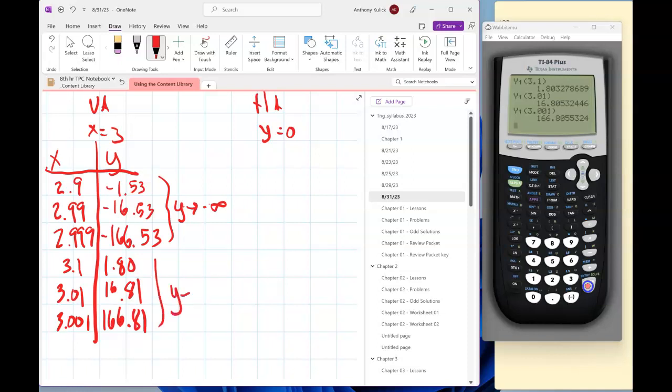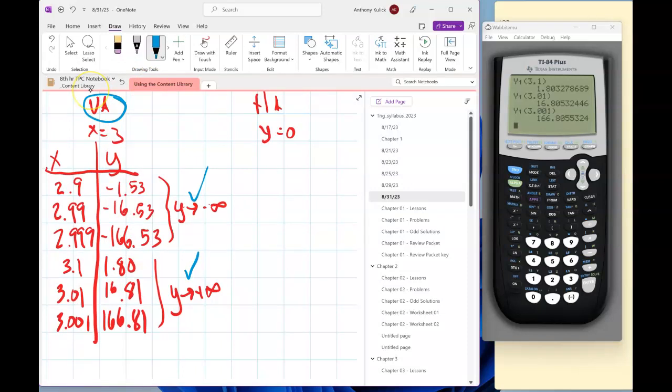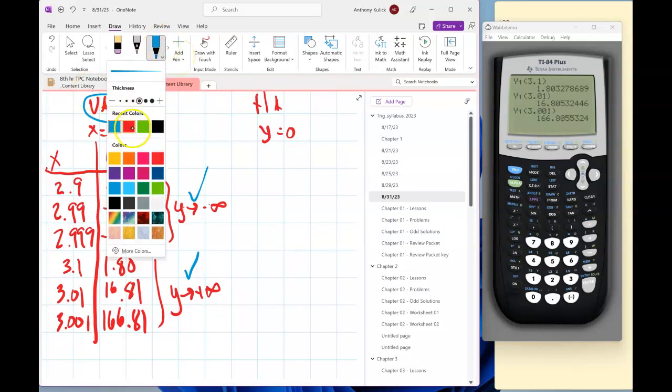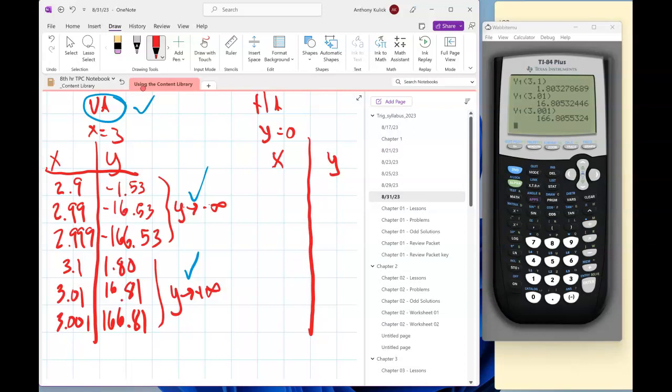And again, we're seeing the same thing, getting bigger and bigger. Again, with each end going to negative or positive infinity, that tells me that what we got is a vertical asymptote. And then my last one here is the horizontal asymptote, y equals 0.